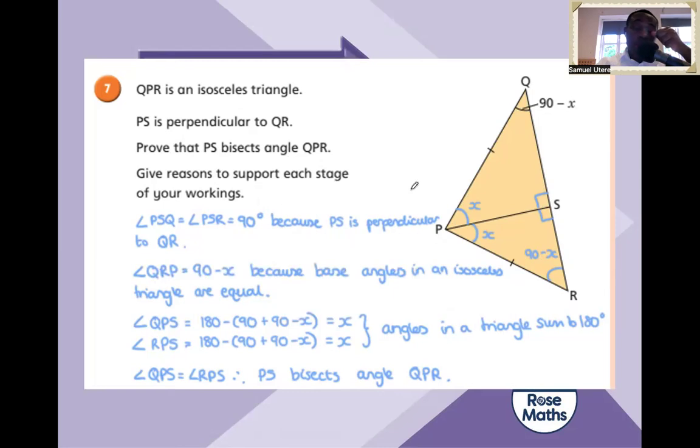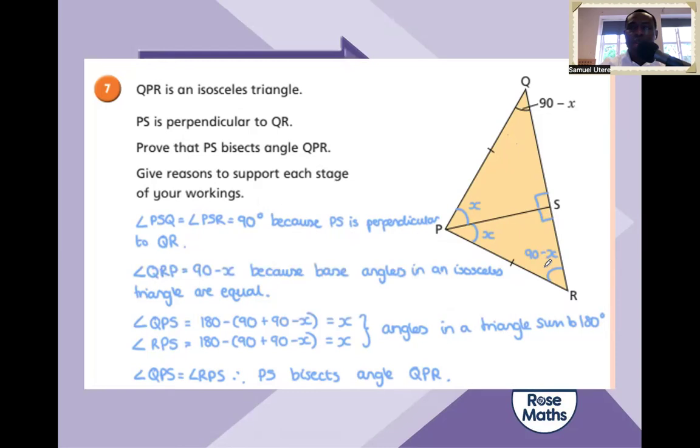Now we've been asked to give reasons to support each stage of our working. Looking at these, we can first start by saying PSQ must be 90 degrees. We can see that because it is perpendicular to QR. So we established that. Next, we can see that QRP must be 90 minus X.